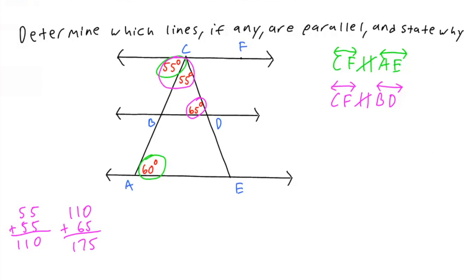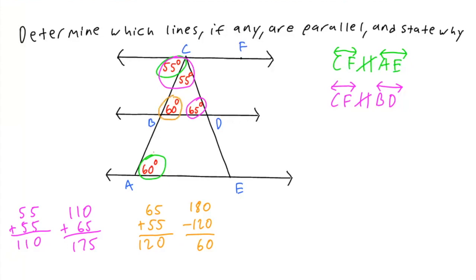So next, let's try to find out this angle right here. We've got a triangle, and we know 2 angles of the triangle, so let's find the third. If this is 65 and this is 55, let's add them up, and that will give us 120. And then 180 minus 120 will give us 60. So this angle right here is 60 degrees.